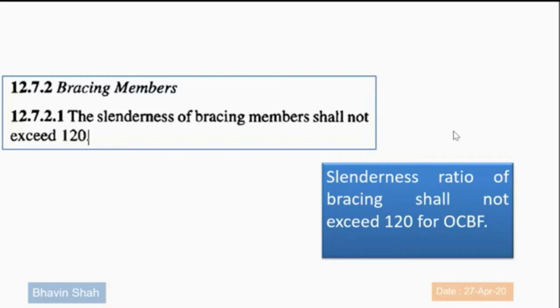When we refer to the bracing members in section 12, it is said that the slenderness of the bracing members shall not exceed 120. Now this value of 120 comes again from the discussion we had in the initial part of the presentation: whenever we talk about a bracing member, it has substantially different capacity for resisting compression and tension. That's why there is a stringent limit on the slenderness ratio of the bracing member whenever we are talking about earthquake resistant design.